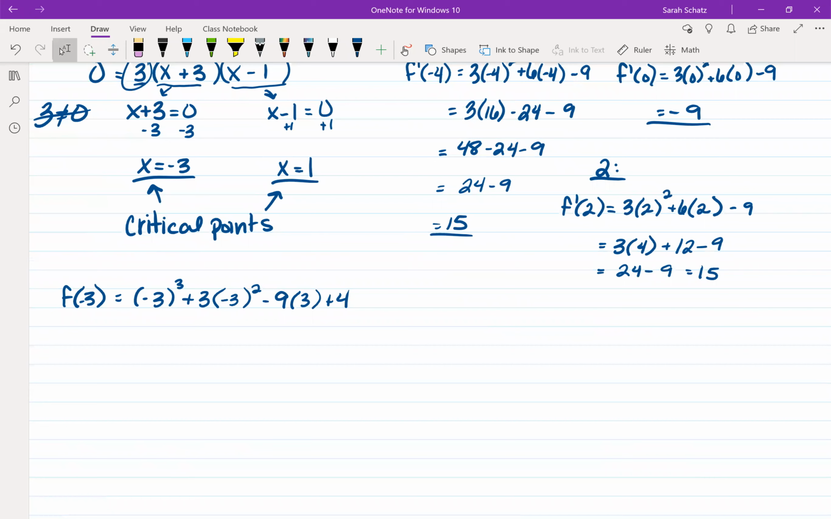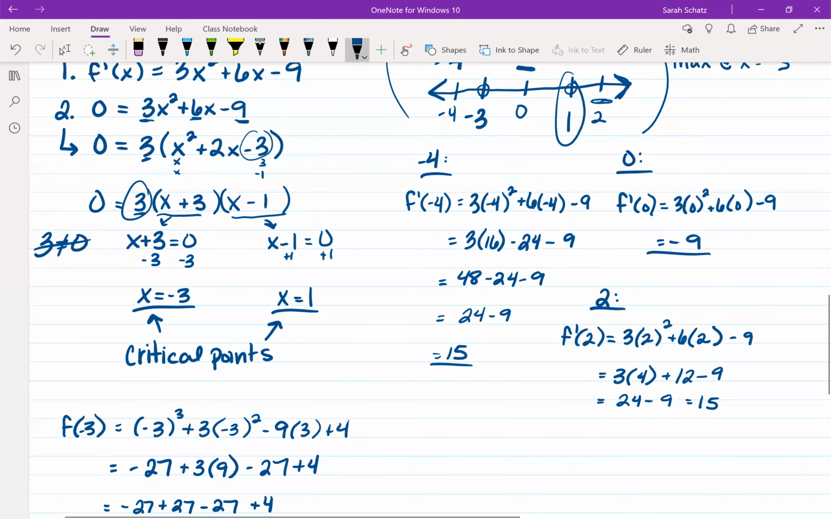Okay, so negative 3 cubed is negative 27. Remember, if you start negative and you cube it, it's still negative. So I get negative 27 plus 3 times 9. So this will be 3 times positive 9 minus 27. There's a lot of 27s happening here. So we get negative 27 plus 27 minus 27 plus 4.